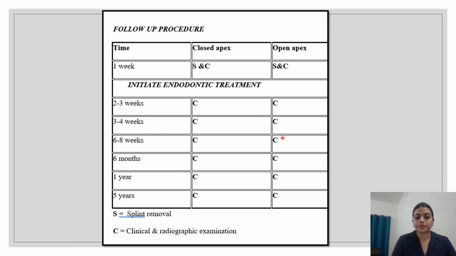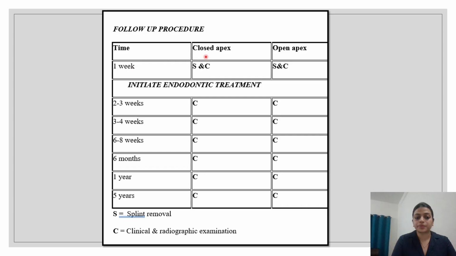The follow-up procedure is very simple. We have to just check for these two things. One is splint removal. It should always be done after 1 week. Like I told, for avulsion, splinting is to be done only for 1 week. Okay, and C stands for clinical and radiographic examination, which is to be continuously done. So the patient has to be followed for a long period of time.